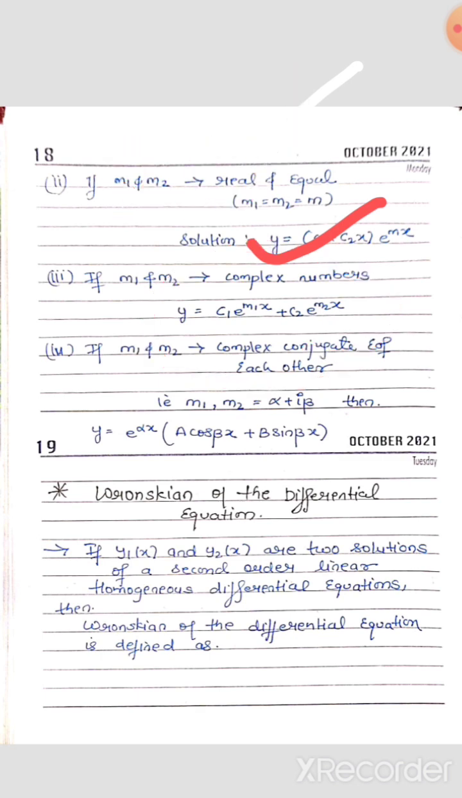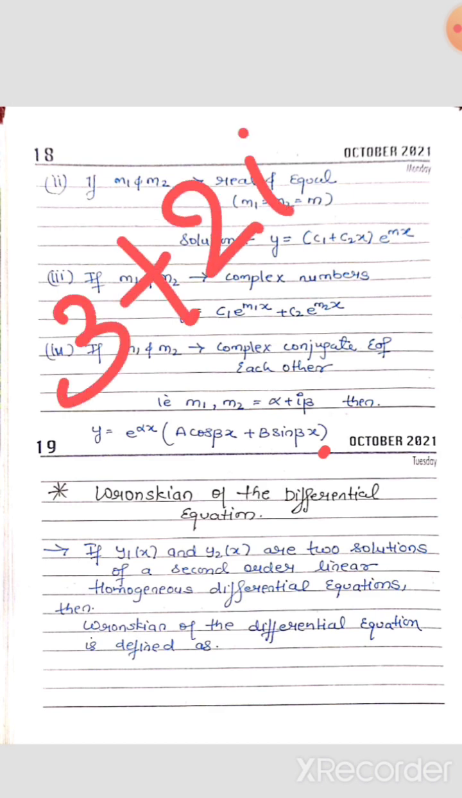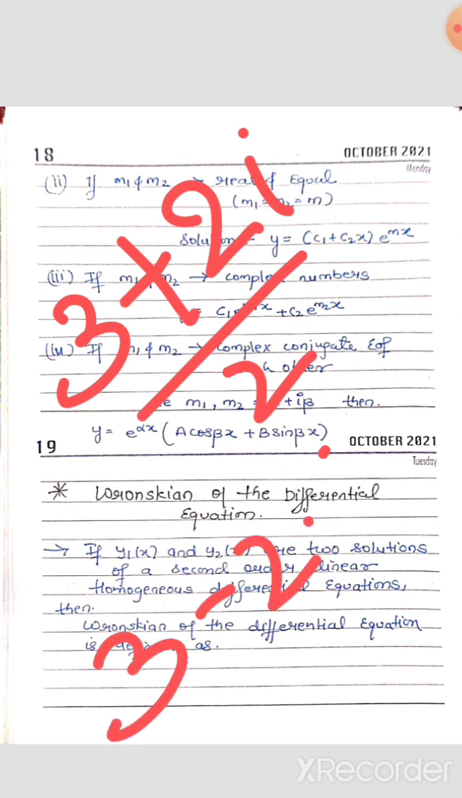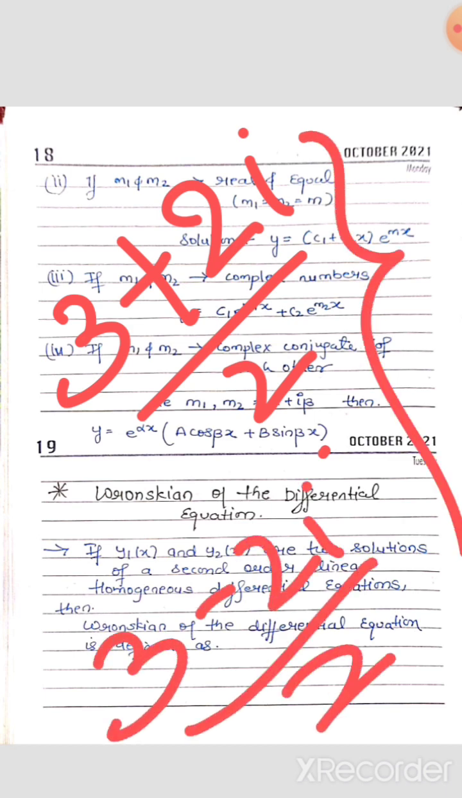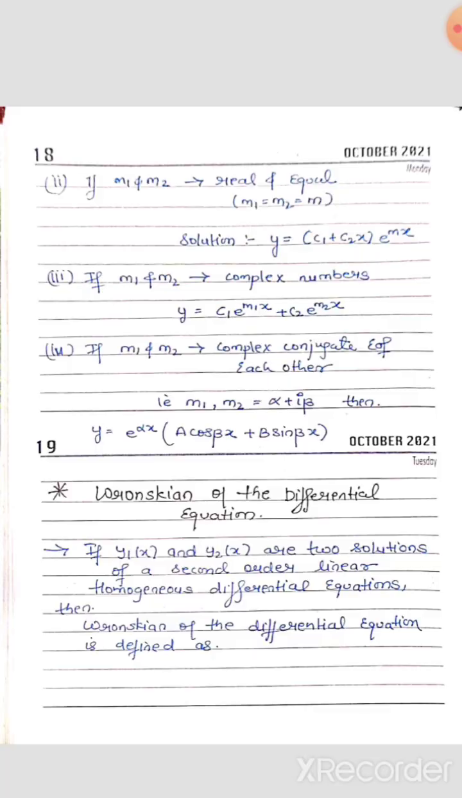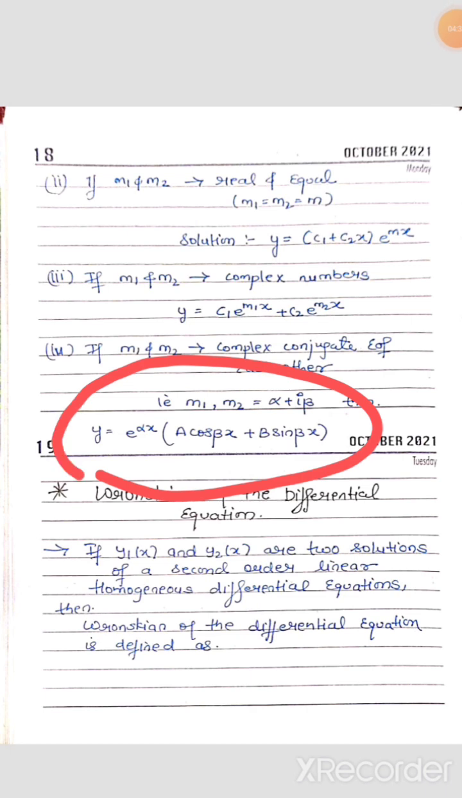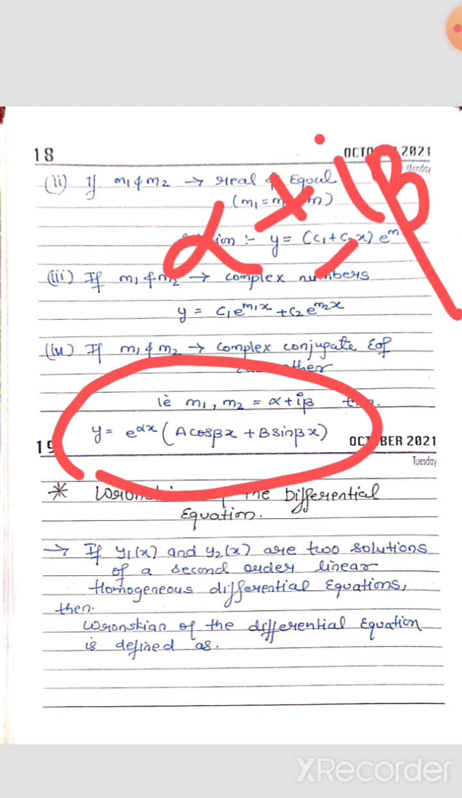Next, if the roots are complex conjugates of each other. Here by complex conjugate I mean you may have the roots m1 and m2 as (3 plus 2i) by 2 or (3 minus 2i) by 2. These are complex conjugate numbers. If you have roots like this, then the solution is e to the power of alpha x times (a cos beta x plus b sin beta x), where m1 and m2 are alpha plus or minus i beta. As I gave in the example before, this is similar to that form.